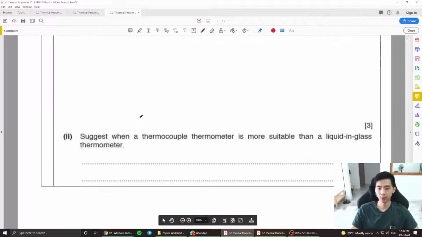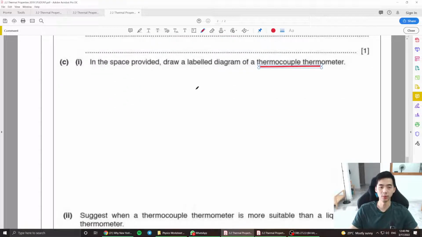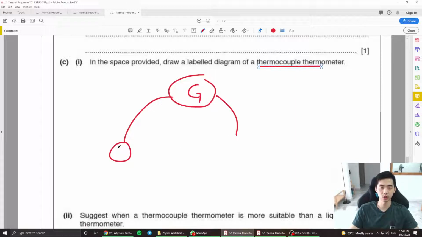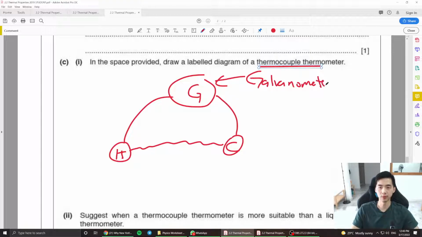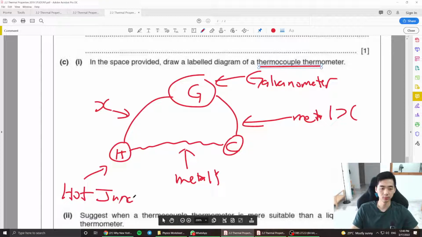And then yet again, in the space provided, draw a labeled diagram of a thermocouple. It's essentially going to have a galvanometer, metal X here that is touching the hot junction and also the cold junction, along with metal Y here. So all you need to do is label all of this, right? Galvanometer, metal X, and also metal Y. Hot junction, and also your cold junction here. Okay.